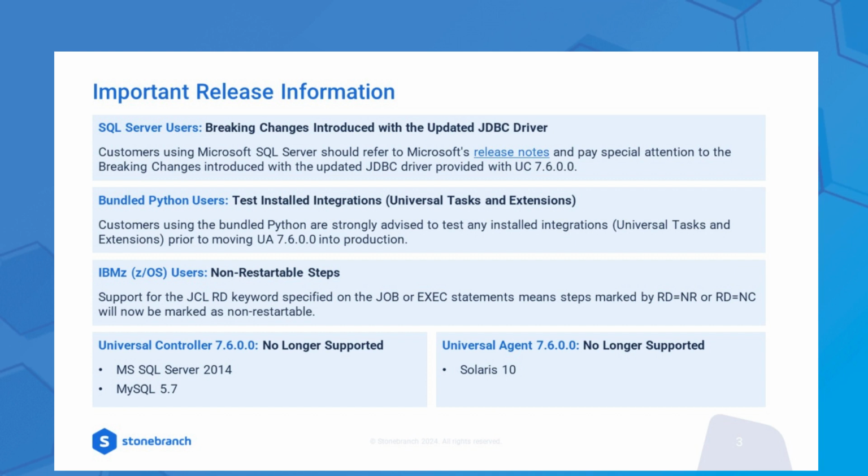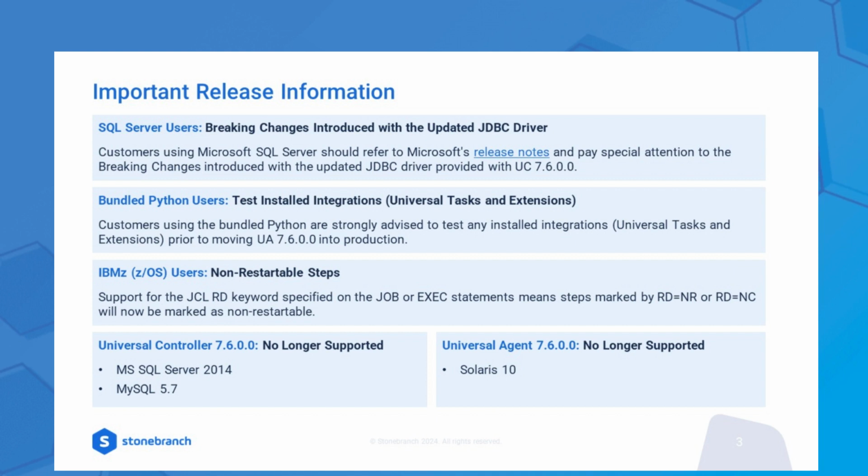In terms of the bundled Python that we ship with the agent, we've upgraded that, and we've done testing of all of the supported integrations through the integration hub. But we do encourage customers to test any integrations that you have just to make sure, particularly if you've got any custom integrations that you've done or integrations that you've sourced outside of the integration hub, prior to moving the 7.6 agent into production.